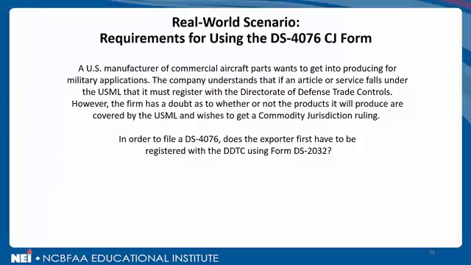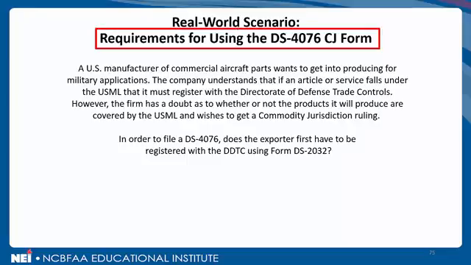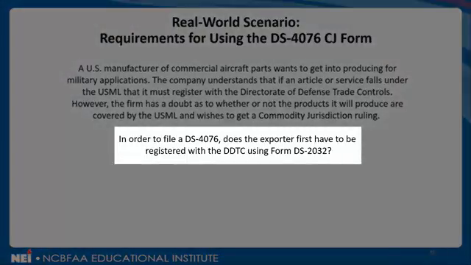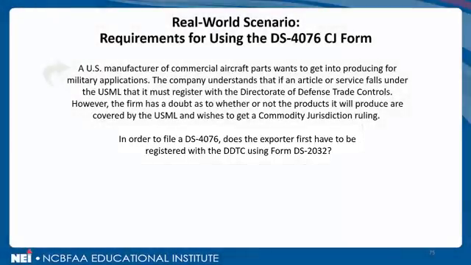Well, we have a real-world scenario here that helps us to illustrate, in a real-world sense, the requirements for using the DS4076 CJ form. And the question really revolves around, does an organization have to be registered in order to ask for commodity jurisdiction? Let's see what happens here. A U.S. manufacturer of commercial aircraft parts wants to get into producing for military applications. The company understands that if an article or service falls under the USML, that it must register with the Directorate of Defense Trade Controls. We have that clear. However, the firm has a doubt as to whether or not the products it will produce are covered by the USML and wishes to get a commodity jurisdiction ruling.